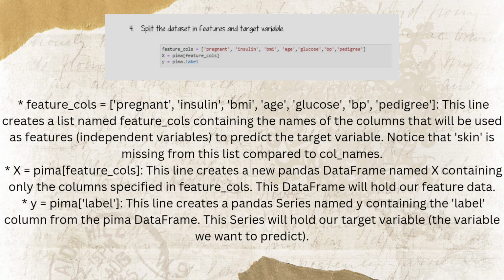X equals pima[feature_cols]. This line creates a new pandas data frame named X containing only the columns specified in feature_cols. This data frame will hold our feature data. y equals pima.label. This line creates a pandas series named y containing the label column from the pima data frame. This series will hold our target variable, the variable we want to predict.